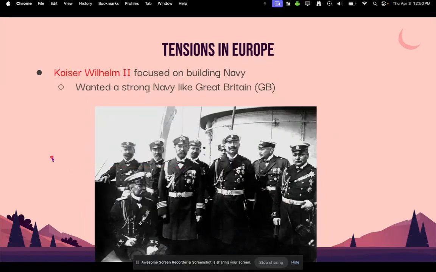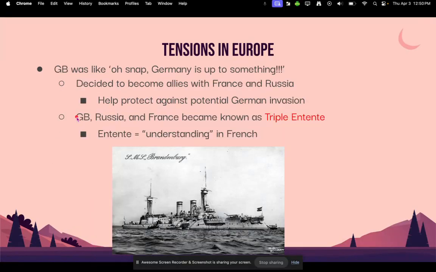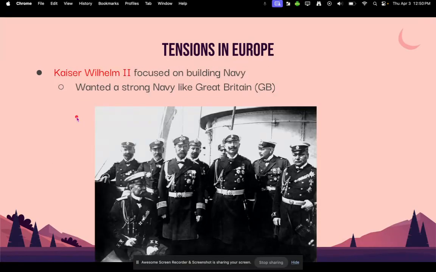So Kaiser Wilhelm II is also focused on building a very strong navy. So at this time, the strongest navy in Europe would be Great Britain, and they want a navy to rival Great Britain's.